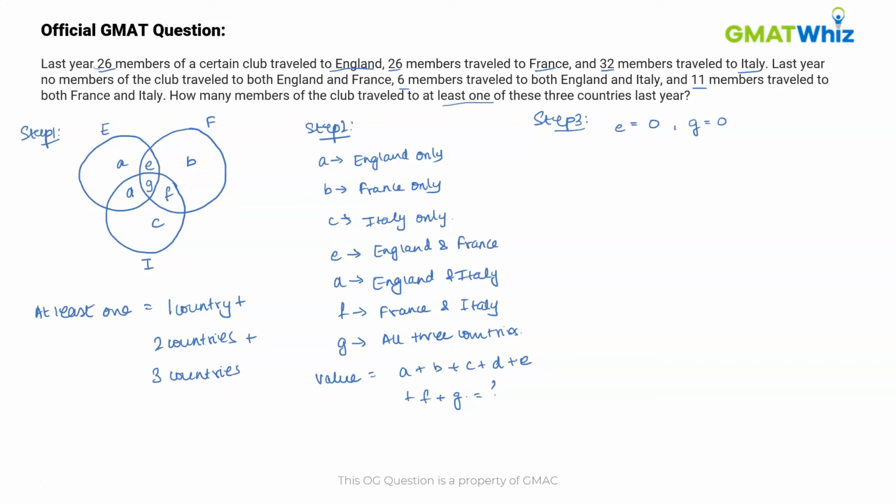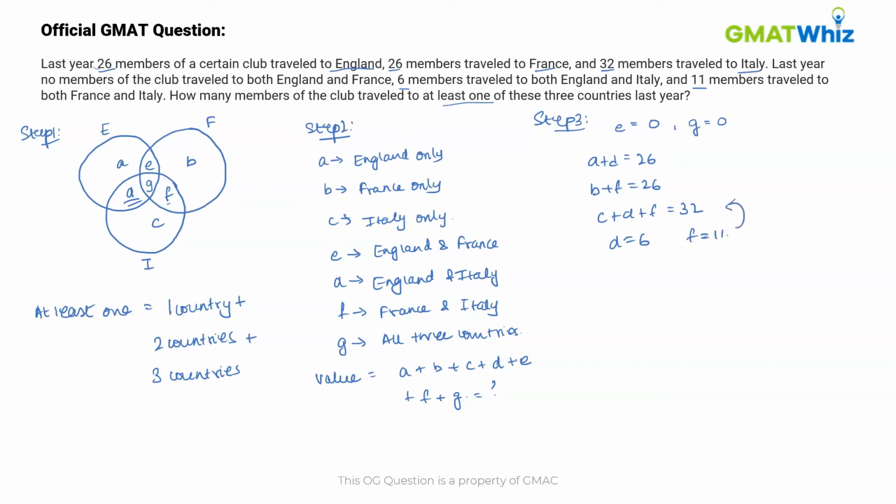Therefore, if 26 members of the club travel to England, we have A plus D equals 26. Again, 26 travel to France, so we have B plus F equals 26, and 32 travel to Italy implies that C plus D plus F equals 32. We are given that 6 travel to both England and Italy. This means that the value of D is equal to 6, and 11 travel to both France and Italy. So, F is equal to 11.